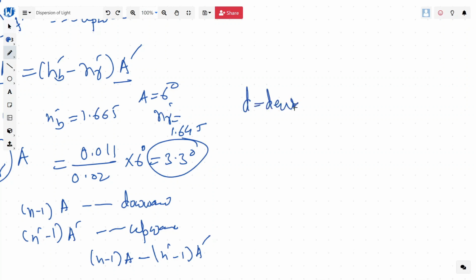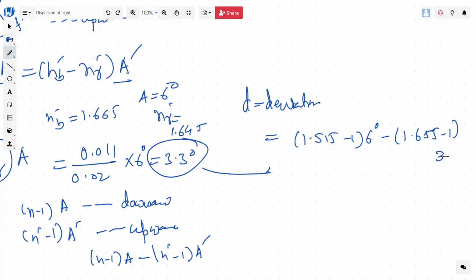Deviation is going to be equal to (1.515 minus 1) times 6 degrees minus (1.655 minus 1) times 3.3 degrees, and finally it is going to be 0.93 degrees.